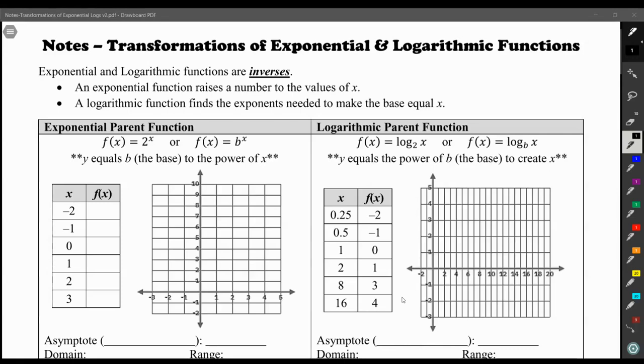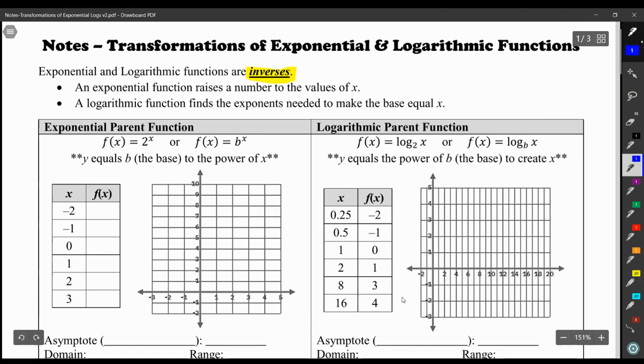Transformations of exponential and logarithmic functions. So first thing is with exponential and logarithmic functions, these are inverses of each other. They're basically reflections of each other over the line y equals x.